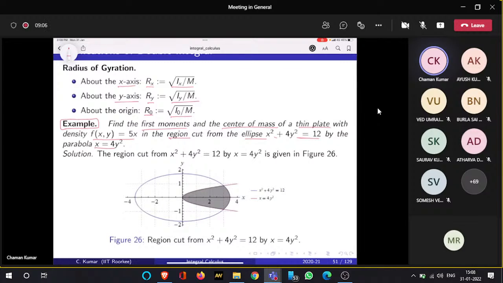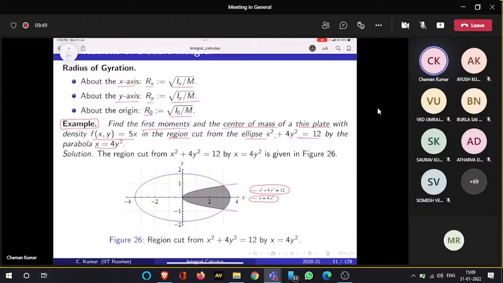You already know the shapes of the ellipse and the parabola. But using the curve tracing techniques that we saw in the beginning of this chapter, one can trace these two curves. The first one is the ellipse, x square plus 4y square equal to 12. So the blue curve is the ellipse in the picture. And then you plot the parabola x equal to 4y square, which is in red color, again using the technique from curve tracing.